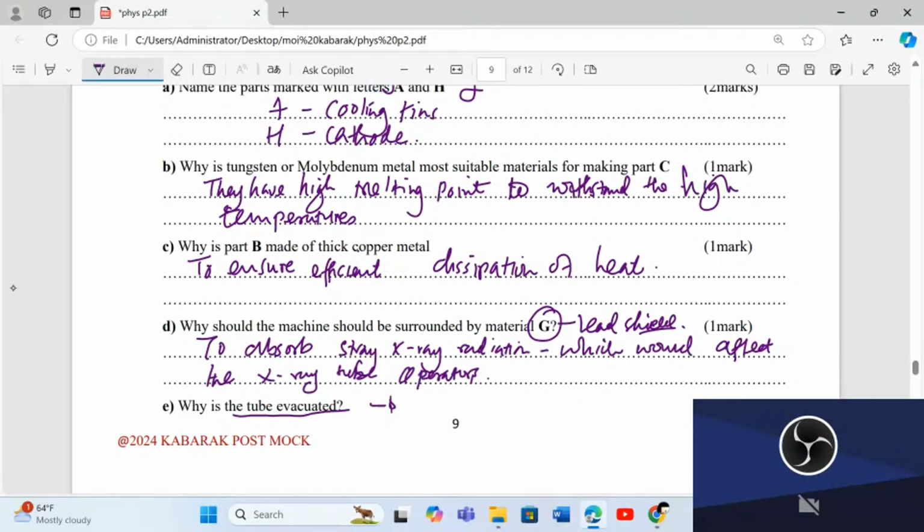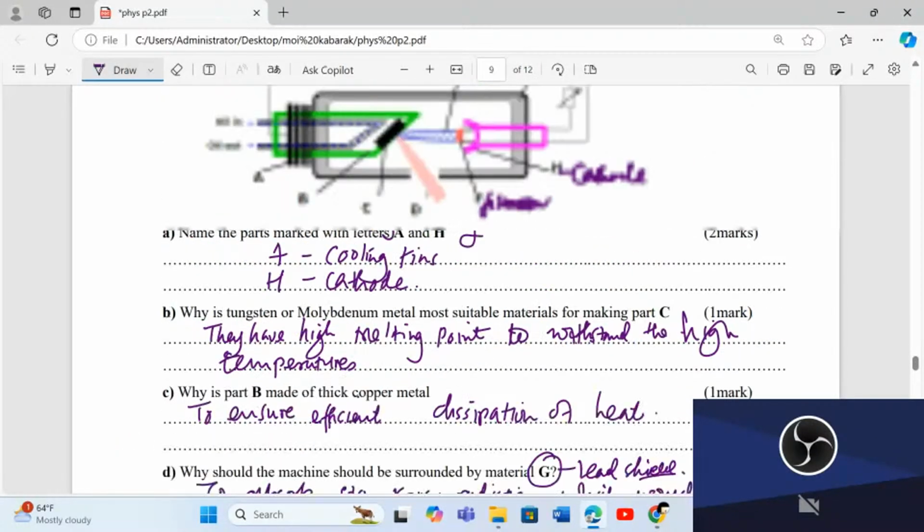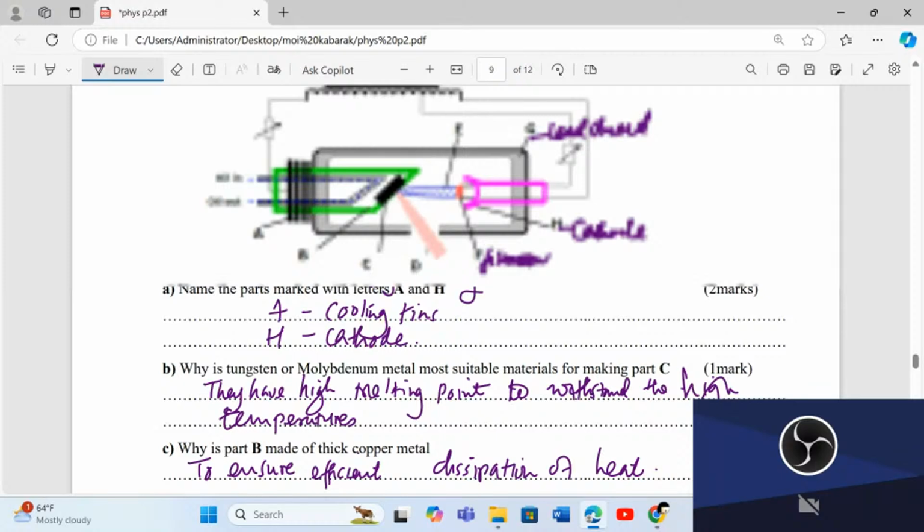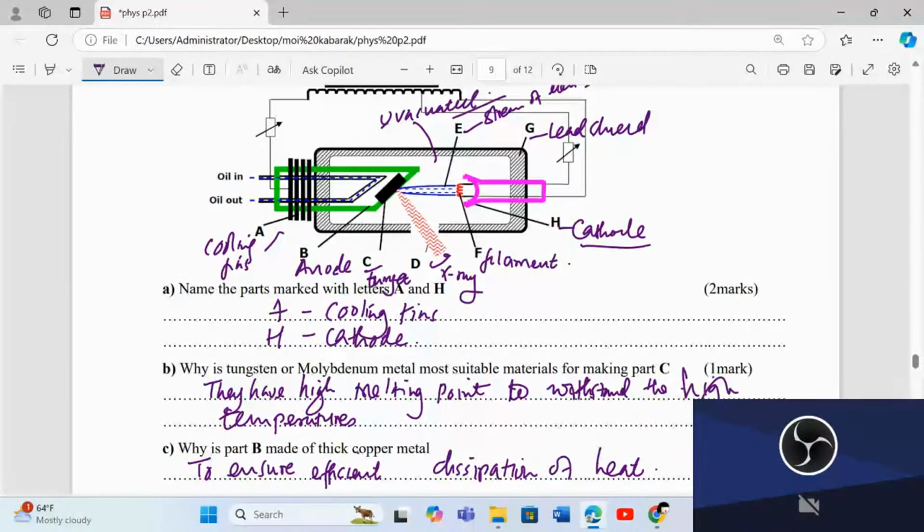Remember, these streams of electrons need to move very fast. Therefore, if they interact with materials, then they are likely to lose their energy. Therefore, they travel in an evacuated path to ensure that they do not interact with any material. Therefore, they will conserve all their energy.